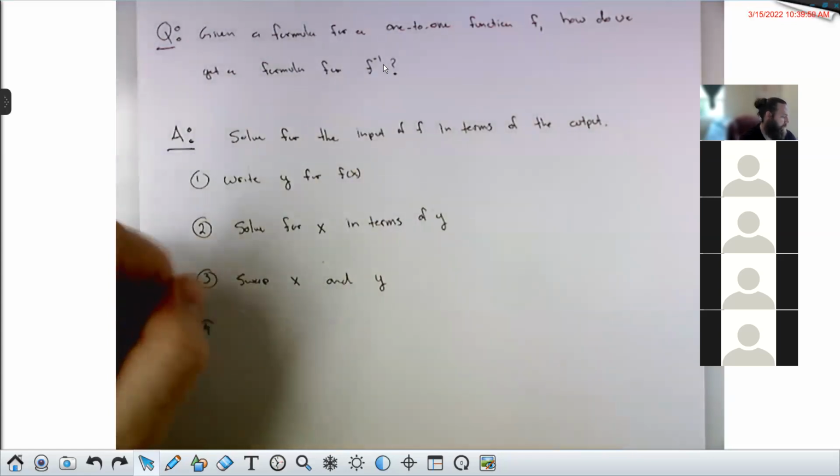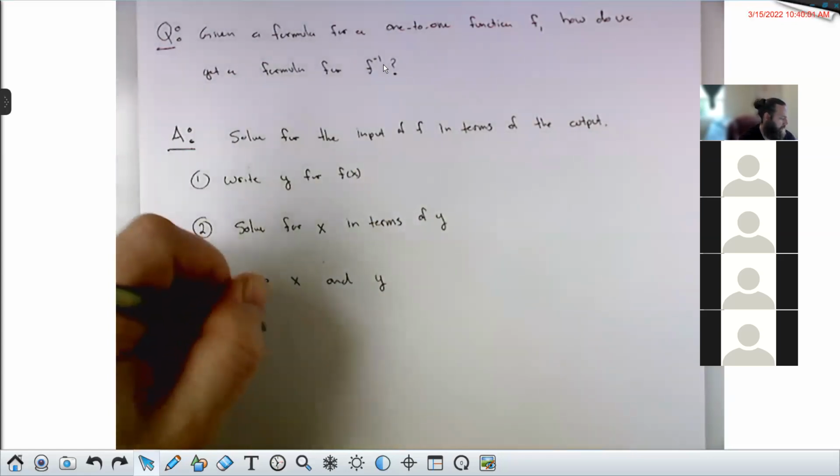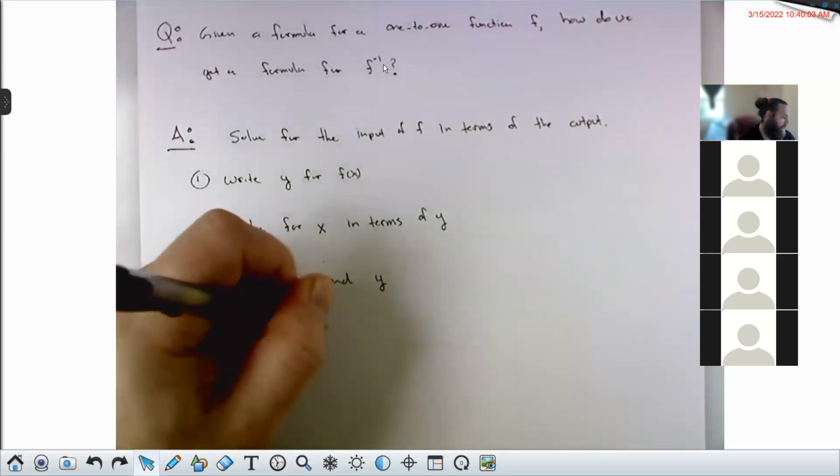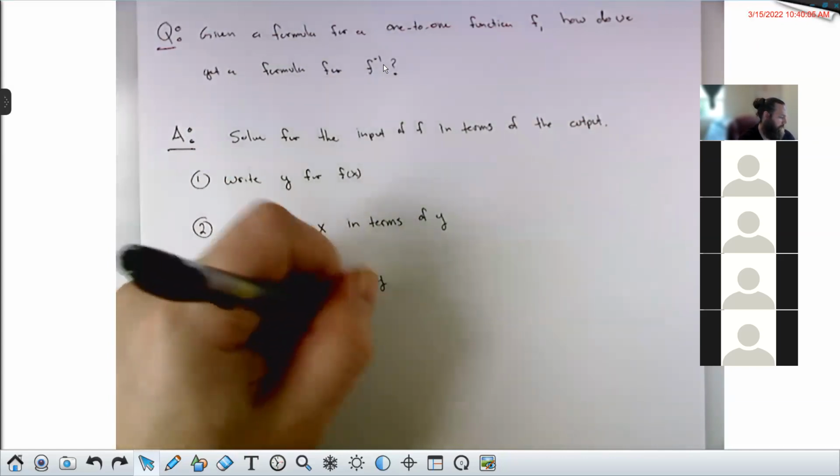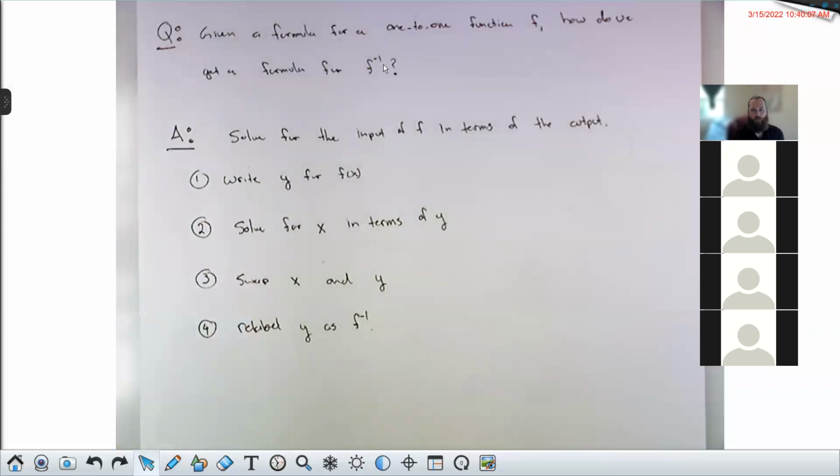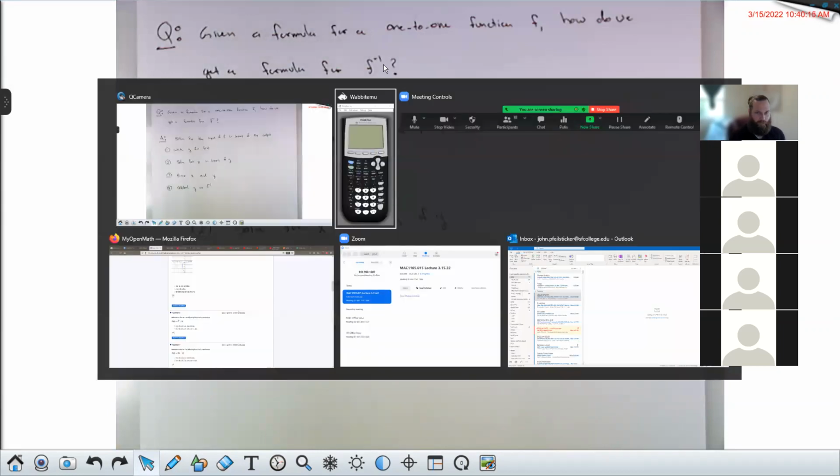And then finally, you just relabel this y as f inverse, because that's swapping. Now you're swapping the domain and range. So you're now changing f into f inverse. So these are your steps. Let's see if we can execute this at least once.